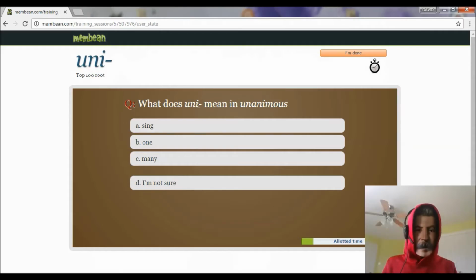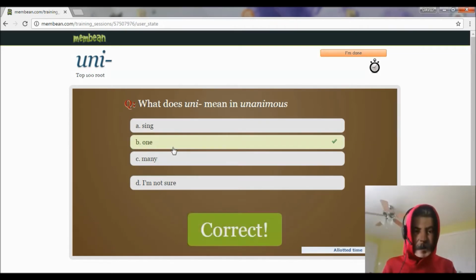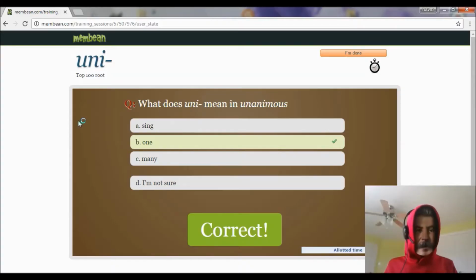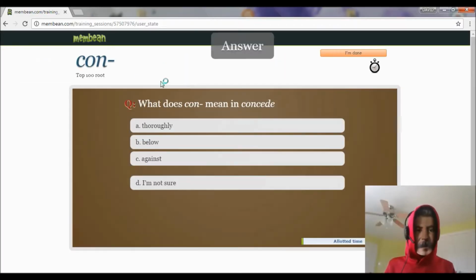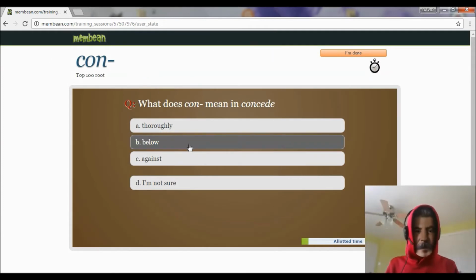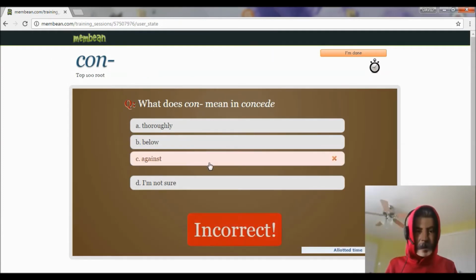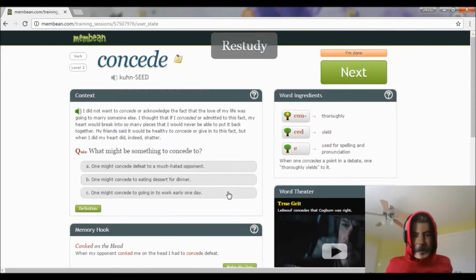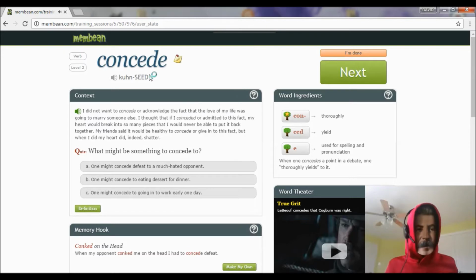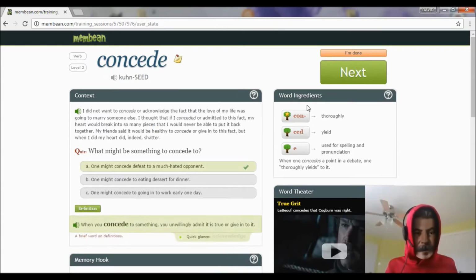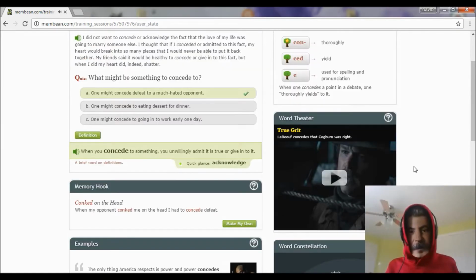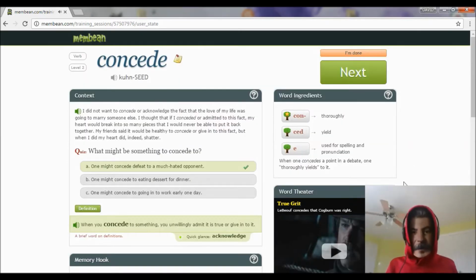What does uni mean in unanimous? One. Little did he know he ran into Juan! What does con mean in concede? Concede. When you concede to something, you unwillingly admit it is true or give in to it.